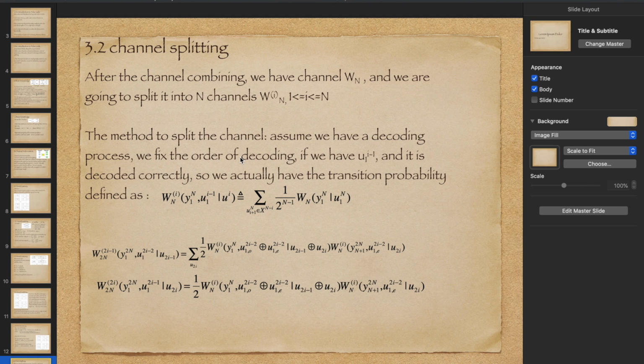But if we use this one to do the decoding, it is actually exponential complexity. So we need to simplify it. We can rewrite it in a recursive way. If we write it in this way, it makes the decoding linear in complexity.